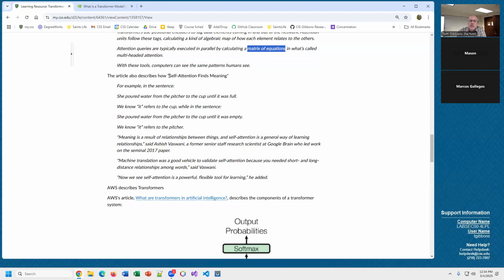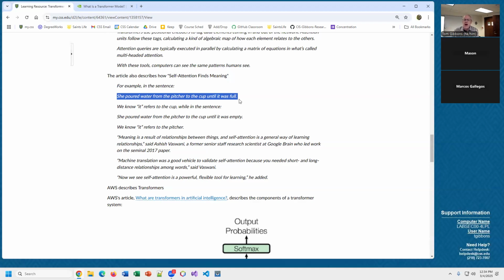The article also talks about how self-attention finds meaning, and it gives some example sentences. Here's a couple of sentences, and we want to watch the pronoun, the 'it'. She poured water from the pitcher to the cup until it was full. So what is 'it' in this sentence? She poured water from the pitcher to the cup until it was full.